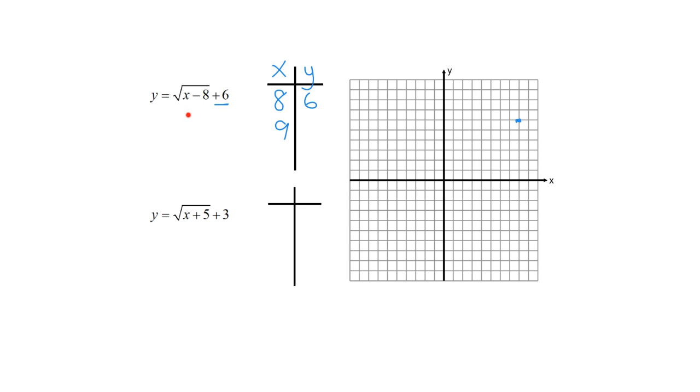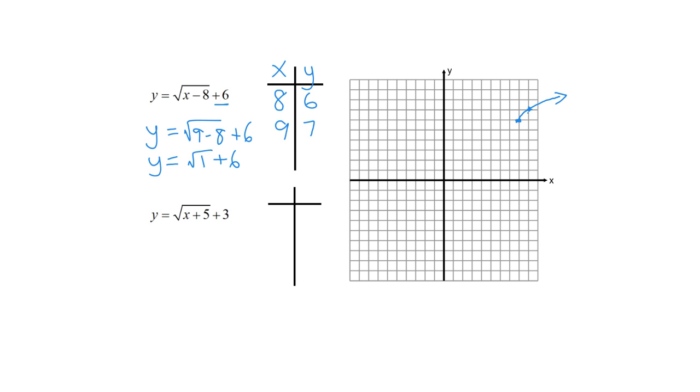So if I put a 9 in for x right here, I'm going to get y equals the square root of 9 minus 8, plus 6. Well, we know 9 minus 8 is 1, so it's the square root of 1 plus 6. And we know the square root of 1 is 1, plus 6 is 7. So our second point is 9, 7. So 9, 7 is right here, and this does in fact curve the same way as the first several that we have graphed. So it's going to curve like that.